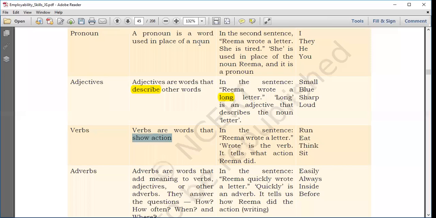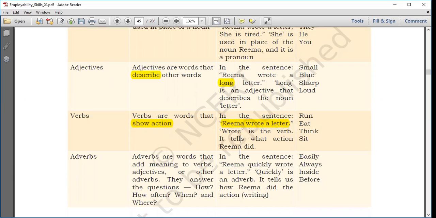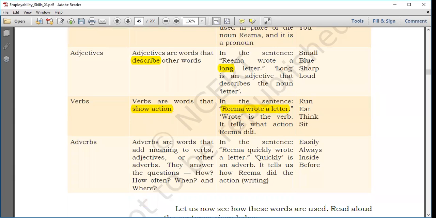Verbs show actions. These are action words. Like Rima wrote a letter. Now, what is Rima doing? She wrote, right. She has written a letter, right? The word wrote over here is the verb, right? It tells what action Rima is doing.